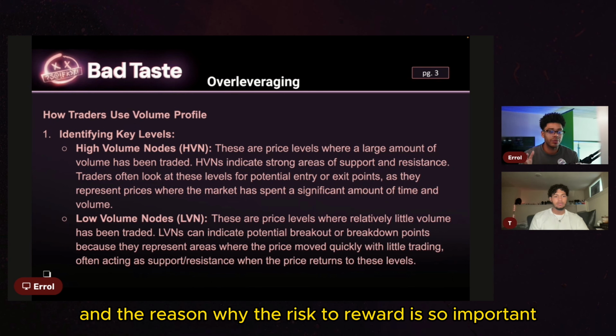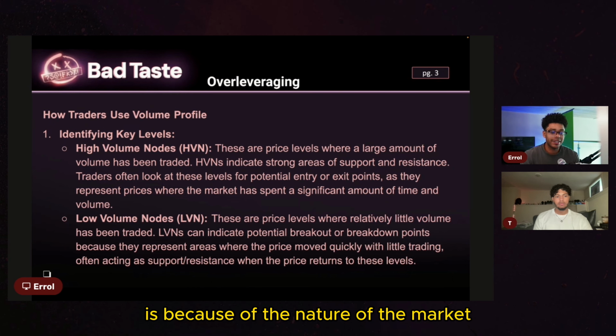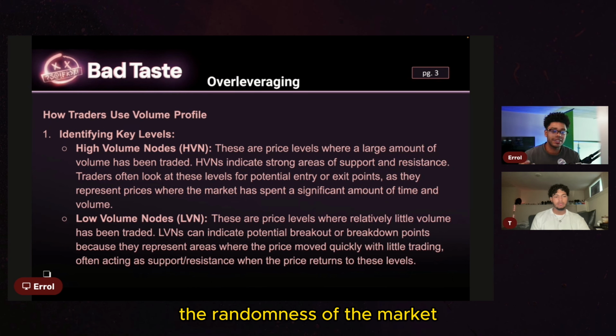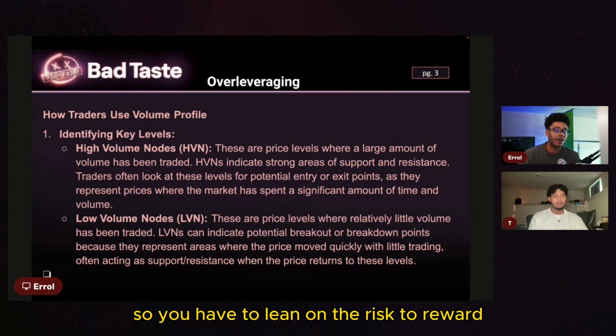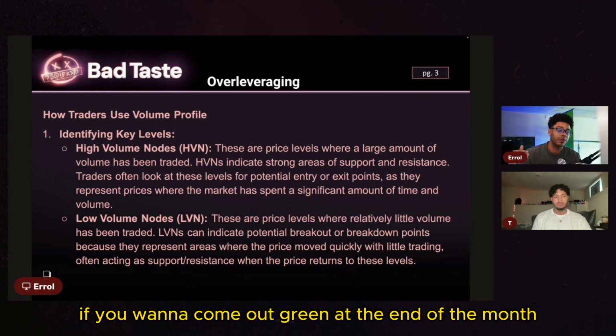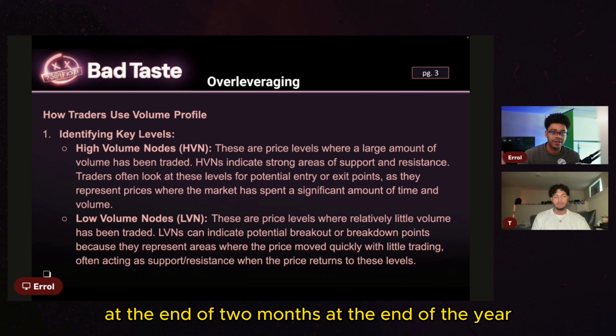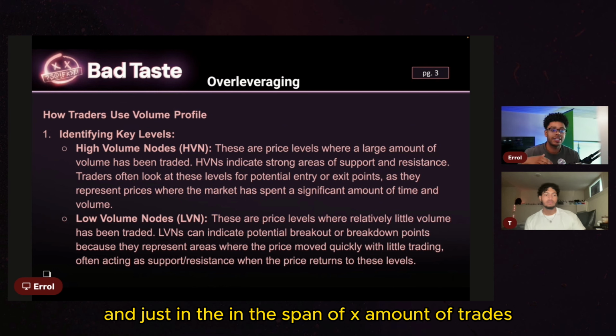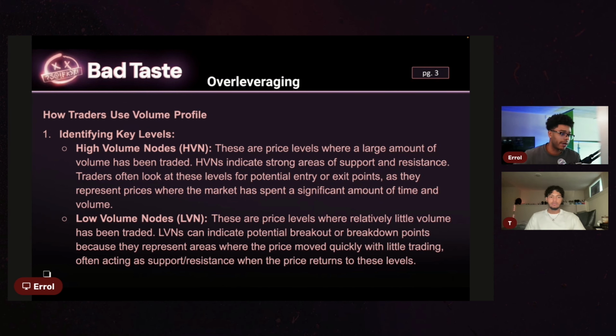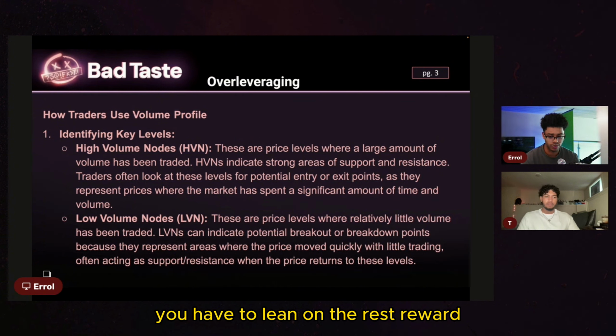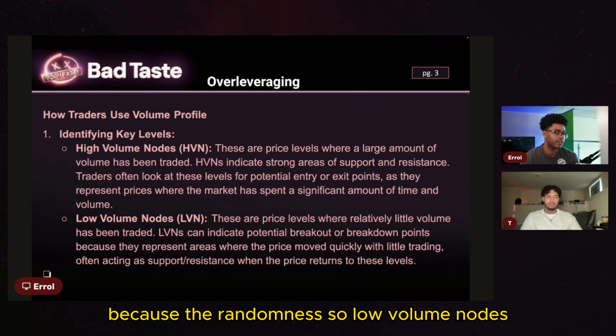The reason why risk to reward is so important is because of the nature of the market, the randomness of the market. So you have to lean on the risk to reward if you want to come out green at the end of a month, at the end of 2 months, at the end of the year. And just in the span of X amount of trades, you have to lean on the risk to reward because of the nature of the market, because of the randomness.